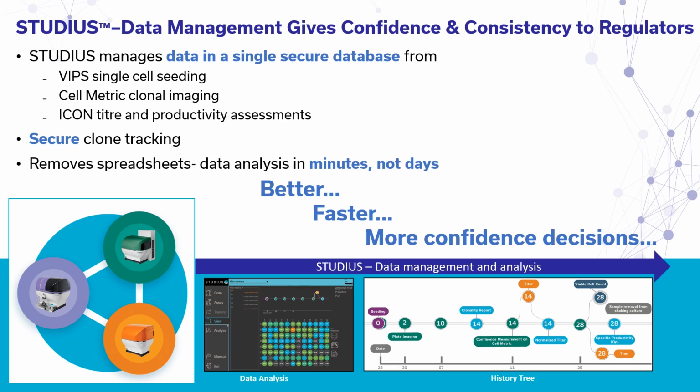Studious combines seeding data from the VIPS Pro, clone monitoring data from the Cellmetric X, critical quality attribute data from the ICON, enables data analysis and clone triaging, and finally provides the history tree for tracking the life of the clone. This provides the secure clone tracking and removes the need for the spreadsheet, making data analysis achievable in minutes, not days, giving the user better, faster, and more confident decisions.